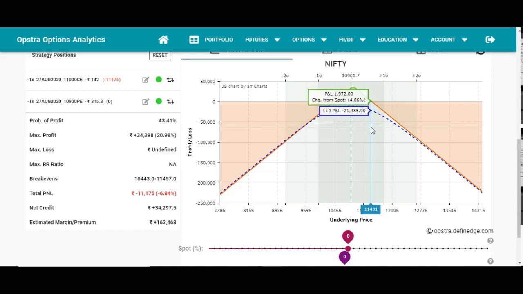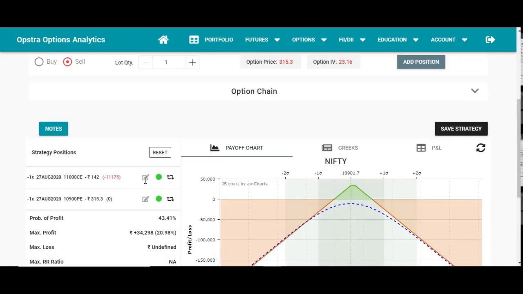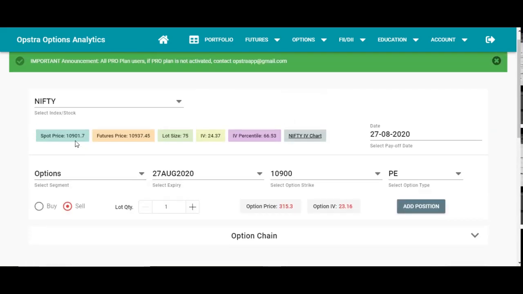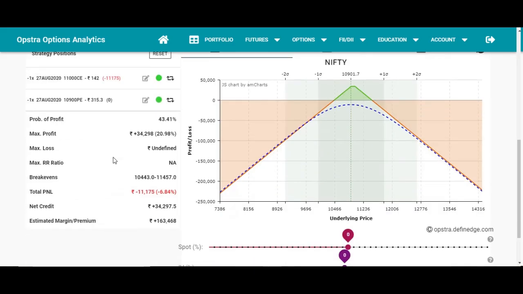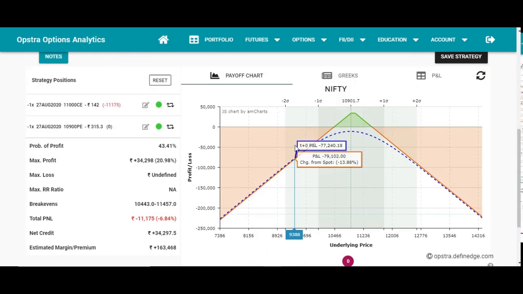So now we have moved our break even point around 300 points on the upside, and initially there was no downside risk, but now we have some downside risk also. But again it is around 500 points. Since Nifty is at the level of 10,900 and we have the downside break even at 10,443, which is like 550 points of downside risk.